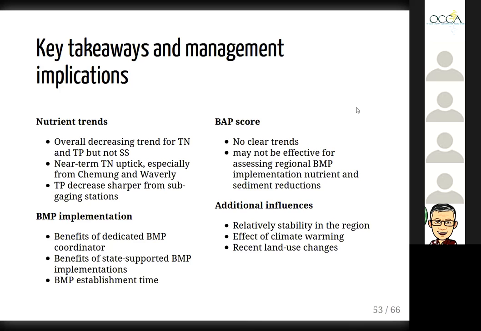And the effect of climate warming on the streams: we've had more frequent and increased precipitation in more recent years, and that could be why we're seeing that uptick in sediment and TN. And then the recent land use changes could play an impact. The data set that we used is primarily from 2016, and it's 2020 now, so it's 4 years old. But those were our takeaways.